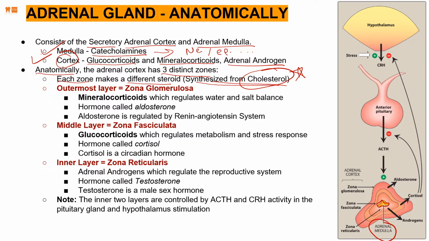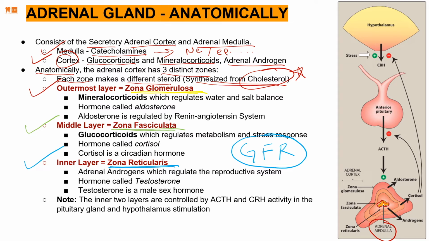The outermost layer is known as zona glomerulosa. The middle layer is known as zona fasciculata. The innermost layer is known as zona reticularis. So, GFR. Why is this terminology important?